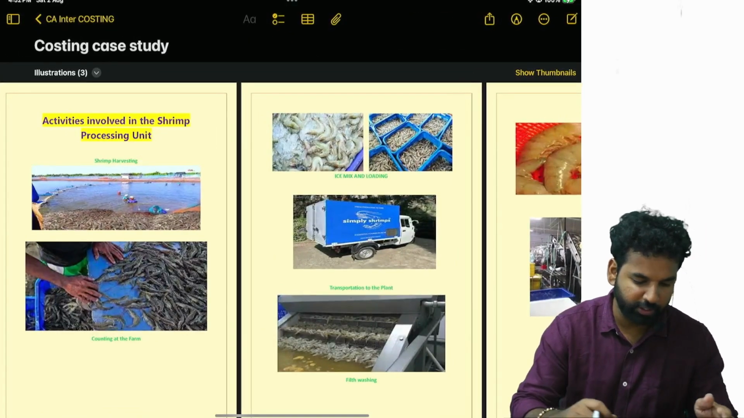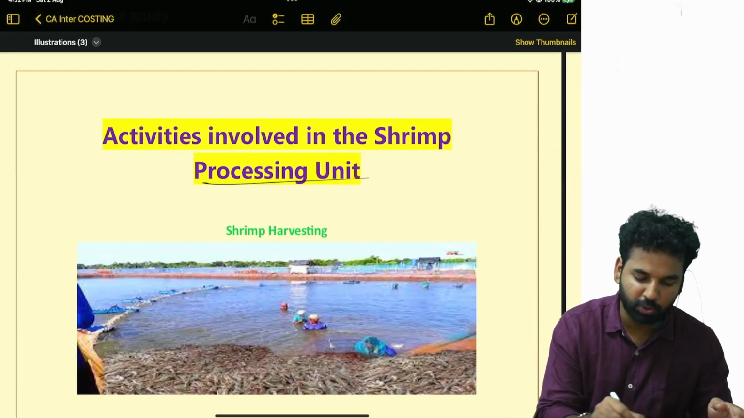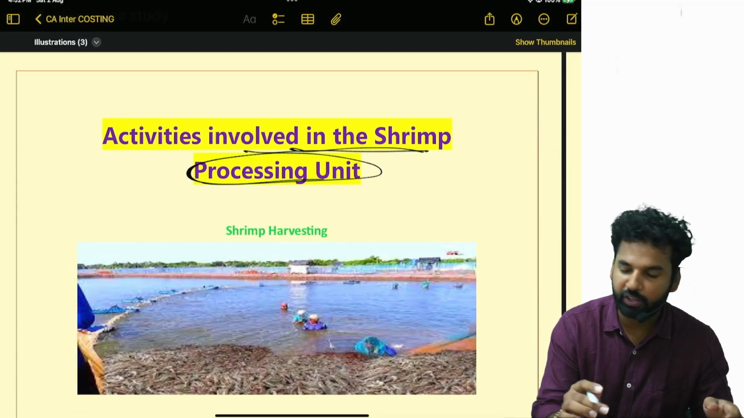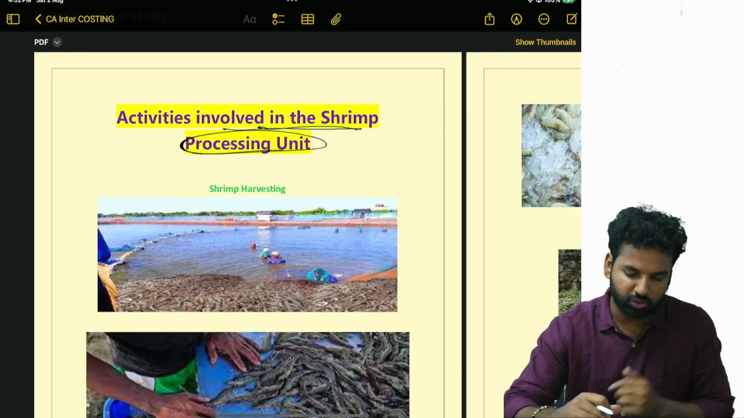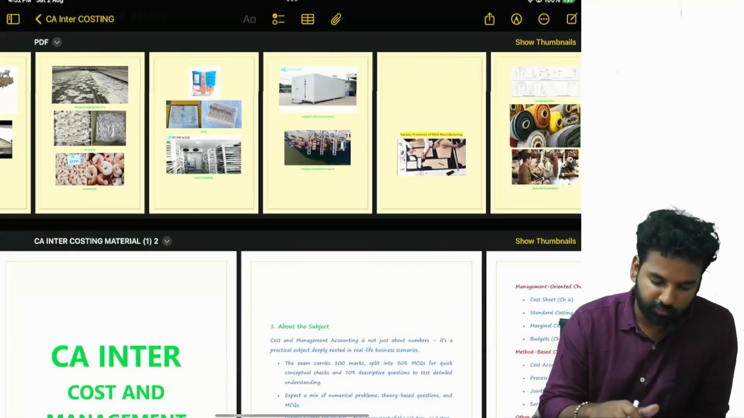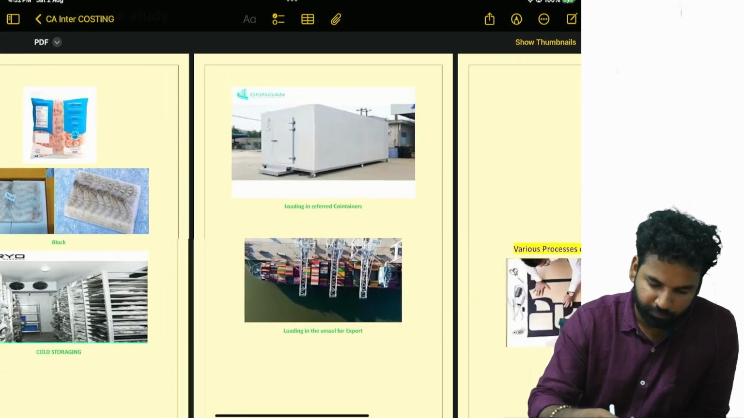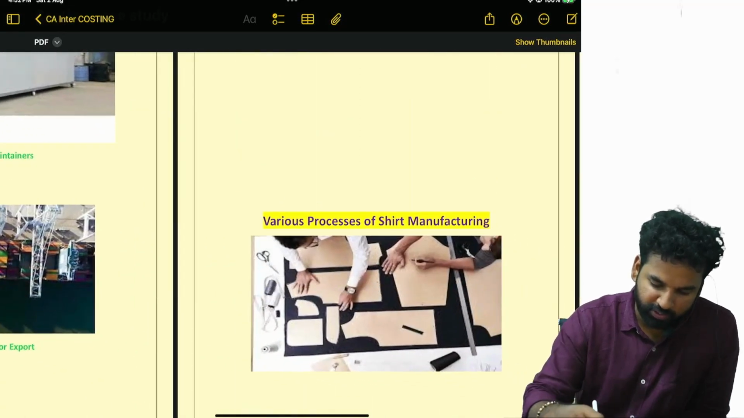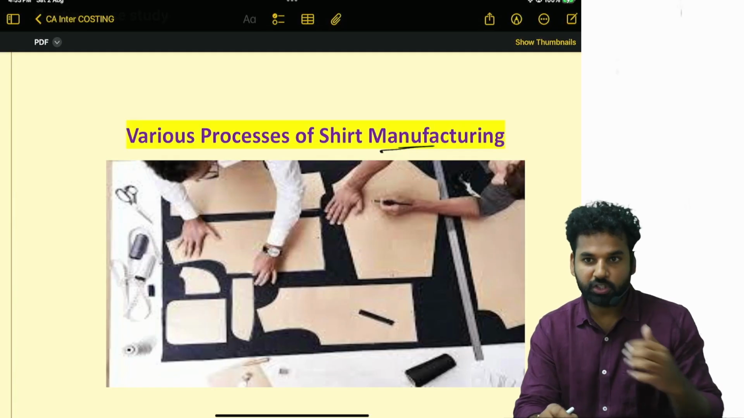Okay, so we will take up activities involved in shrimp processing unit. Shrimp means what? Prawns. Okay, and at the same time, we will take up another one which is very common, which is textile. Various process of shirt manufacture.